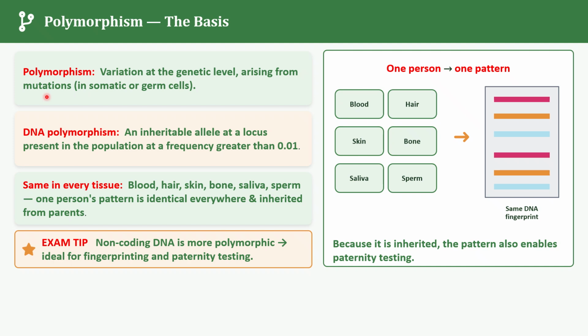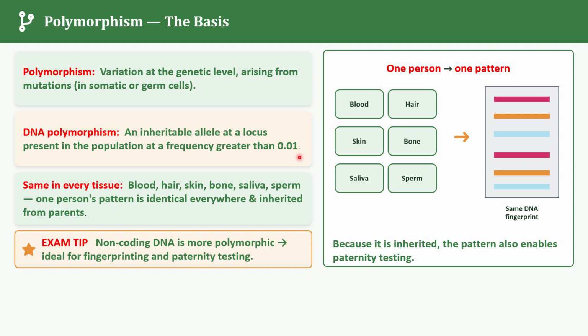If a mutation occurs in a germ cell and it does not seriously affect the individual's ability to reproduce, that mutation can be passed to the next generation. Over many generations, such inherited variations may become common in a population. DNA polymorphism is described when more than one variant, or allele, exists at a particular locus in a population with a frequency greater than 0.01.